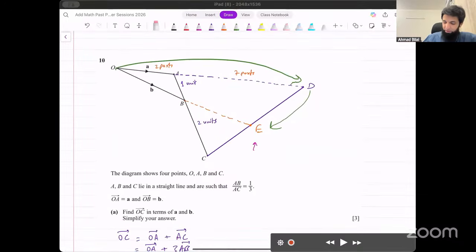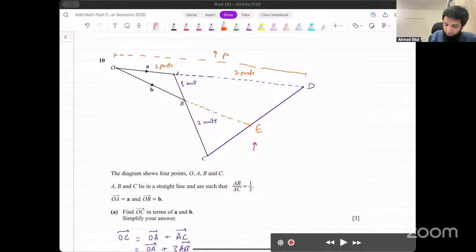Let's think of it this way. If this is 2 parts, this is 7 parts. What about the total thing? That will be 9 parts, right? So in total, that will be 9 parts. So we could say the vector OD.